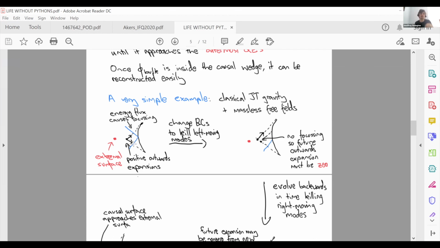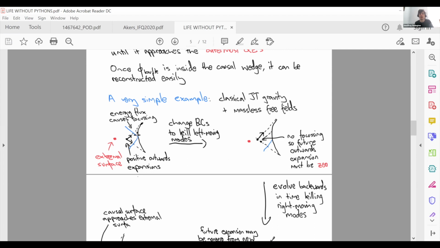And the reason that those are both positive is that presumably we have some sort of energy flux going across these surfaces that causes focusing and means that even though the dilaton starts expanding here, it doesn't blow up to infinity and it stays at some finite value.